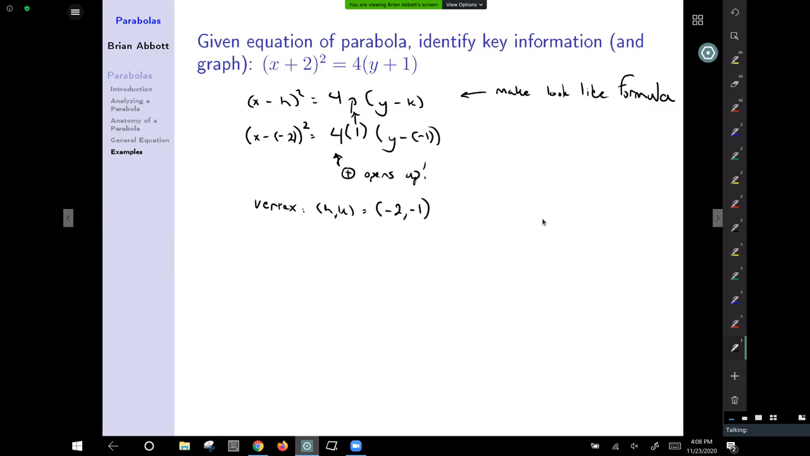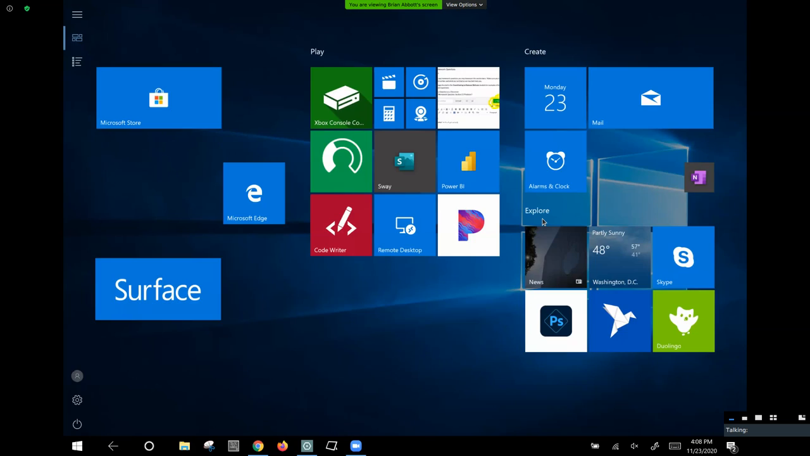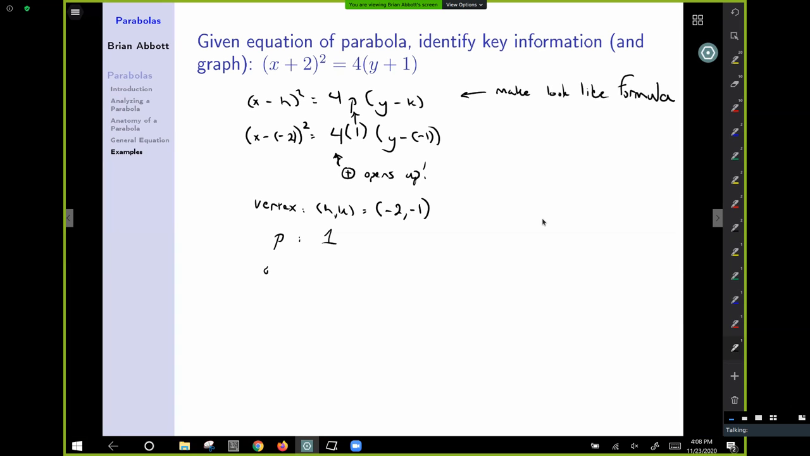What else could we identify? Well, we could identify that p-value. The p-value equals 1. We've already got an arrow identifying that. We also noted that it opens upward. I'm sorry about that, I'm losing my ability to run the computer well. Okay, so it opens up.